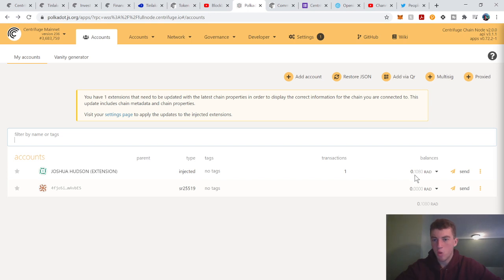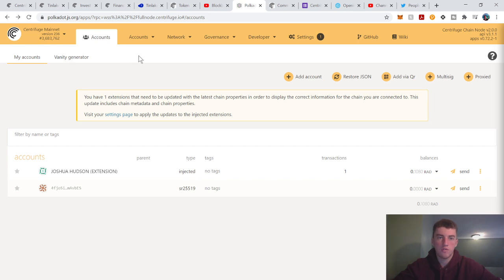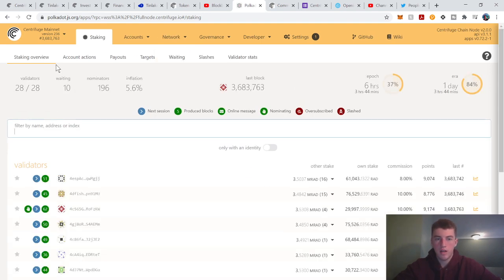So as you can see, I got 0.1 RAD. So yeah, that's pretty rad, right, guys? But you can stake it and nominate it to validators, and validators are nodes that are keeping track of the blockchain. So this is Polkadot.js, and this has all the Polkadot parachains. You can just click Centrifuge and then go to staking. There are 28 validators right now, and you can nominate your tokens to one of these to increase their stake, and then you get a part of the interest they earn.